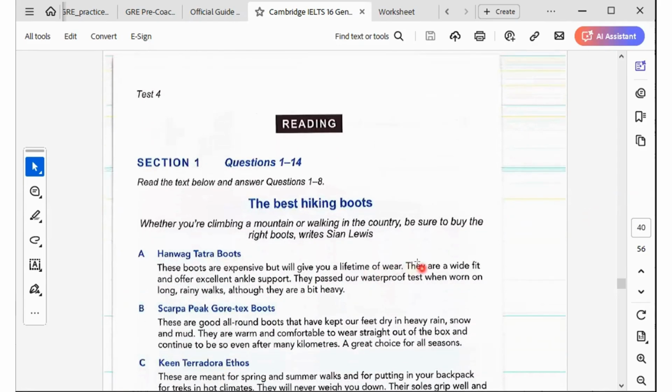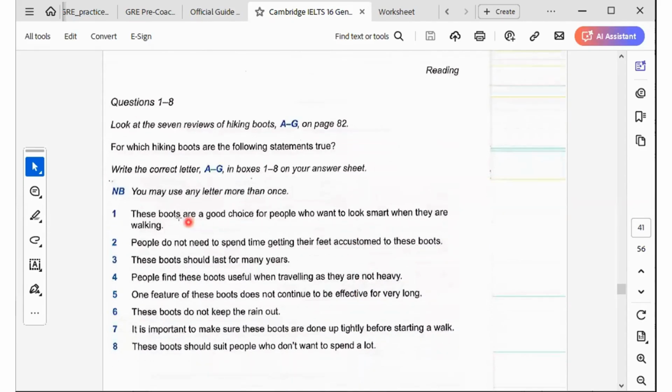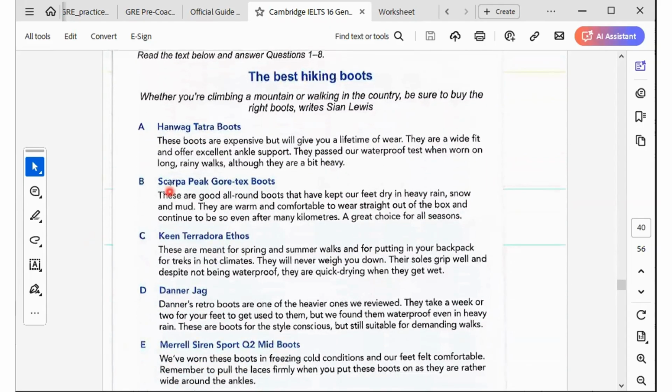It says, they are a wide fit and offer excellent ankle support. They passed our waterproof test when worn on long rainy walks, although they are a bit heavy. Okay, is there anyone that says that any boot is heavy? Heavy. Okay, not heavy. Oh, okay. So I think that's all for paragraph A. There's nothing else to match to paragraph A.